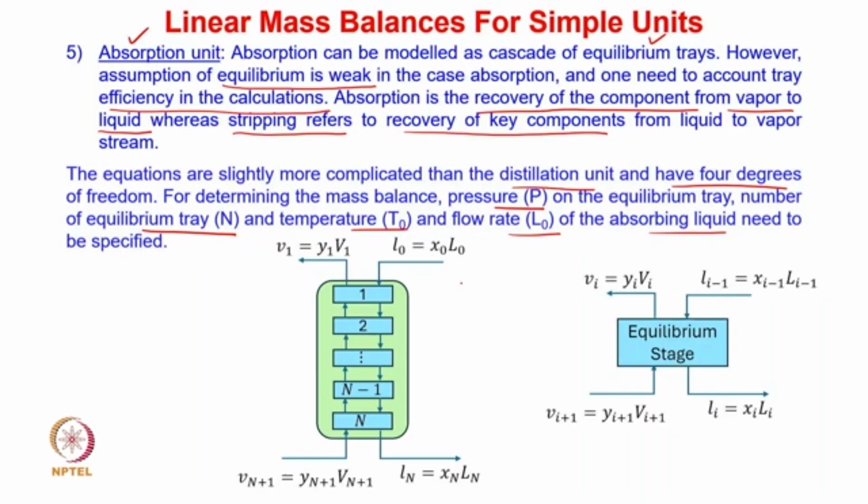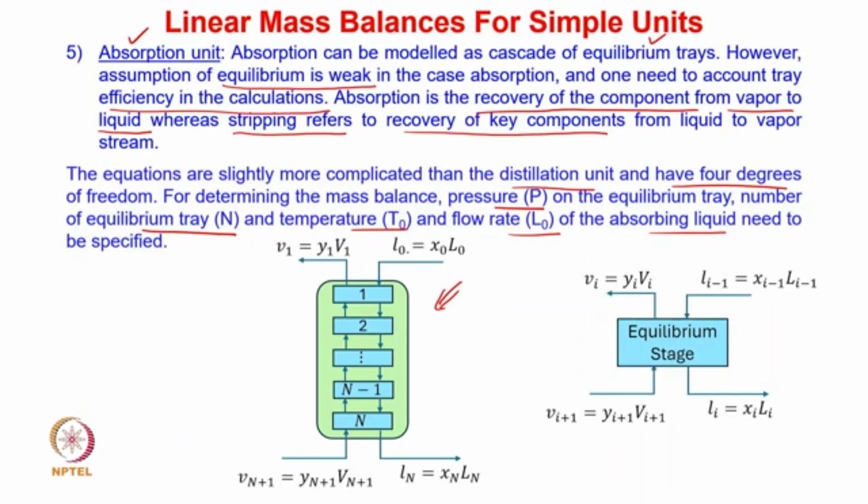Now a typical schematic given here is shown, where you can see that the liquid which is coming into the absorption unit has a molar flow rate of capital L naught. Again we have multiplied L naught by a mole fraction x naught. So here mole fraction x naught is nothing but the mole fraction of the key component. Okay, so that k, which is with respect to the key component, or n with respect to the key component, that we have omitted here.